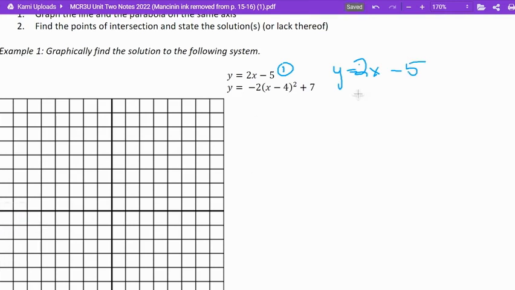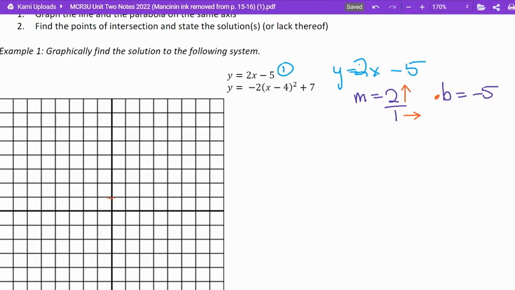So what do I know about this? Well, I know the slope is 2 and that the y-intercept equals negative 5. However, for the slope, I like to have a rise and a run, so I'll write the slope as a fraction, 2 over 1. That means the rise is 2 up and the run is 1 across. So let's graph the y-intercept.